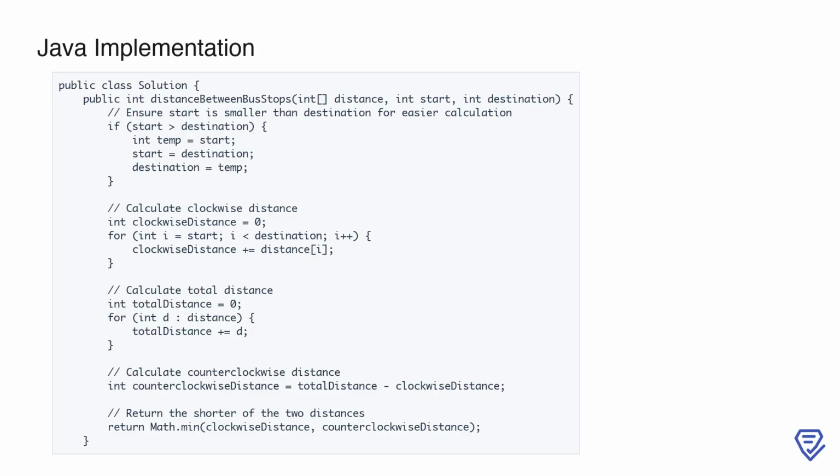Next, we calculate the clockwise distance by iterating from the start index to the destination index in the array, summing up the distances in that range. We then calculate the total distance around the entire bus route by summing all the elements in the distance array. This total distance will help us compute the counterclockwise distance, which is obtained by subtracting the clockwise distance from the total distance. Finally, we determine the shortest path by taking the minimum of the clockwise and counterclockwise distances, and we return this value as the result.